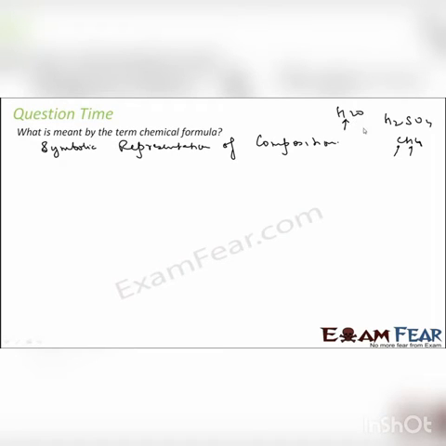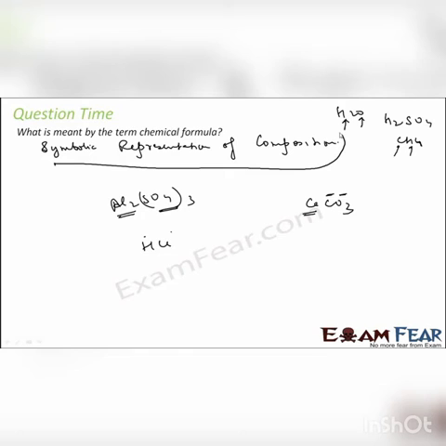For example, here 2 hydrogen atoms, 1 oxygen atom. Calcium carbonate, 1 calcium, 1 carbon, 3 oxygen. Al2(SO4)3, 2 aluminium and 3 sulfate. HCl, 1 hydrogen, 1 chlorine. So chemical formula actually is a symbolic representation of its composition. So these 4 words are pretty important: symbolic representation of composition of a given molecule.